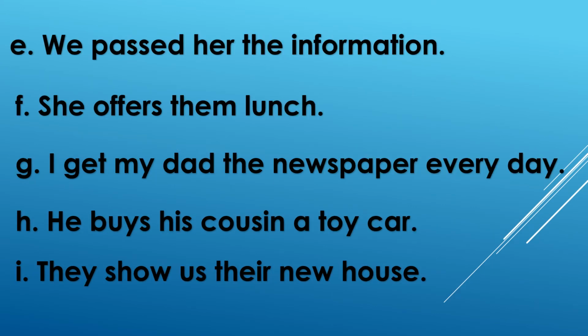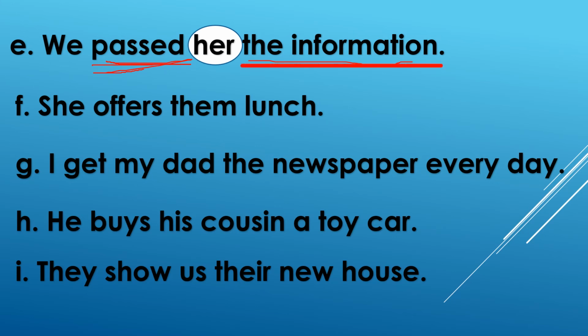Okay, letter E, we passed her the information. Pass is the action verb. What did we pass? The information. So the information here is the direct object. We passed the information for her. So her is the indirect object. So circle her and underline the information.